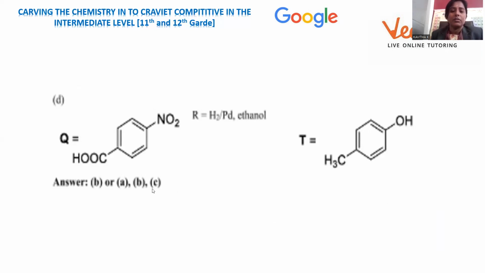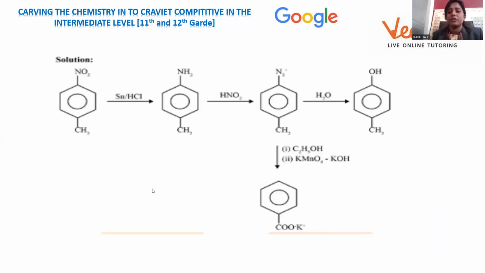Let's see what the possible reactions are. Paramethyl nitrobenzene is taken as the starting material. They only mentioned this starting material. And P will be tin HCl. Tin is the metal, hydrochloric acid is the acidic condition. Tin HCl is the reagent specific for the conversion of nitro functional group into amino functional group.